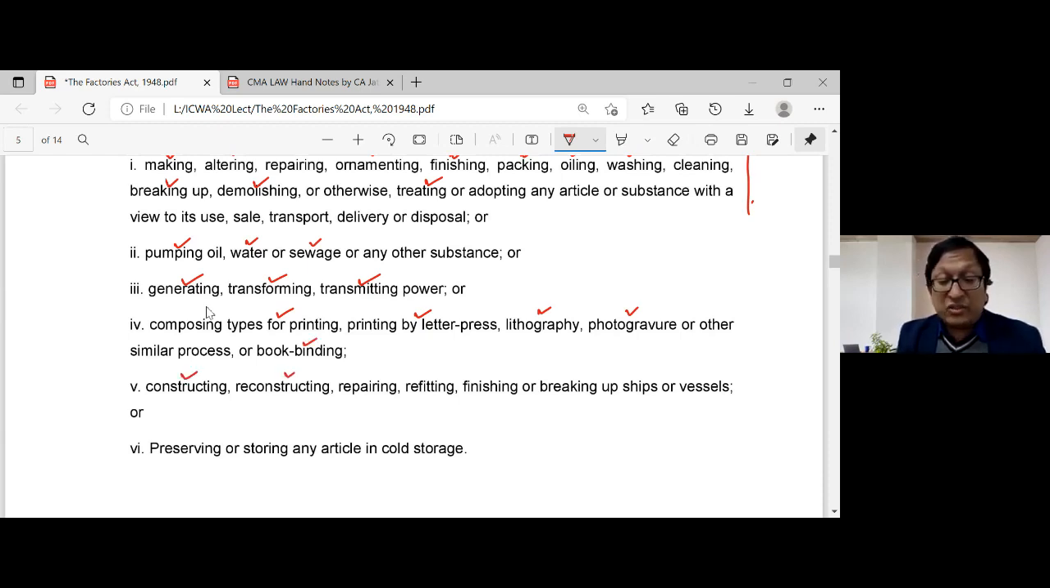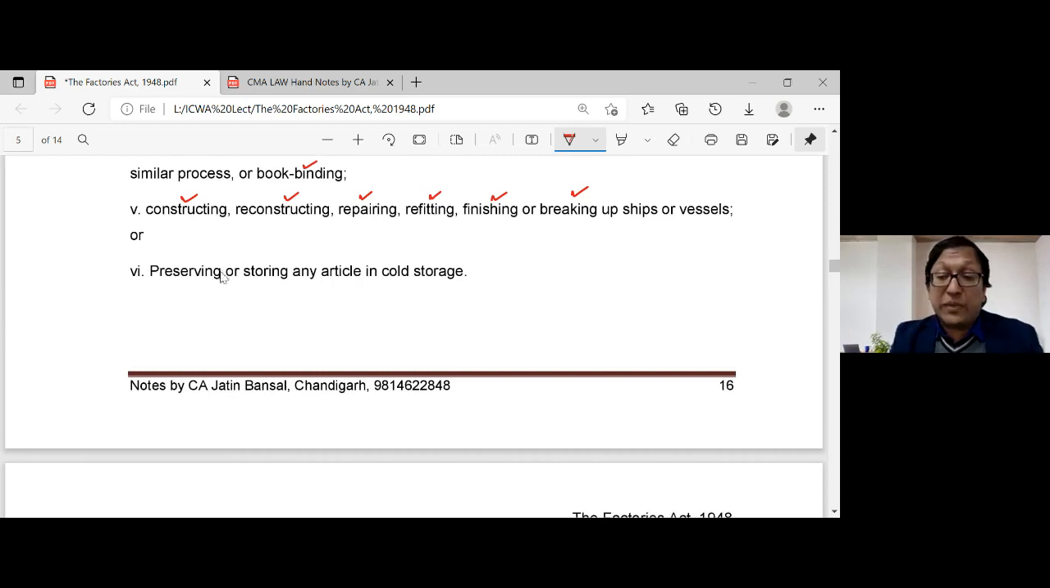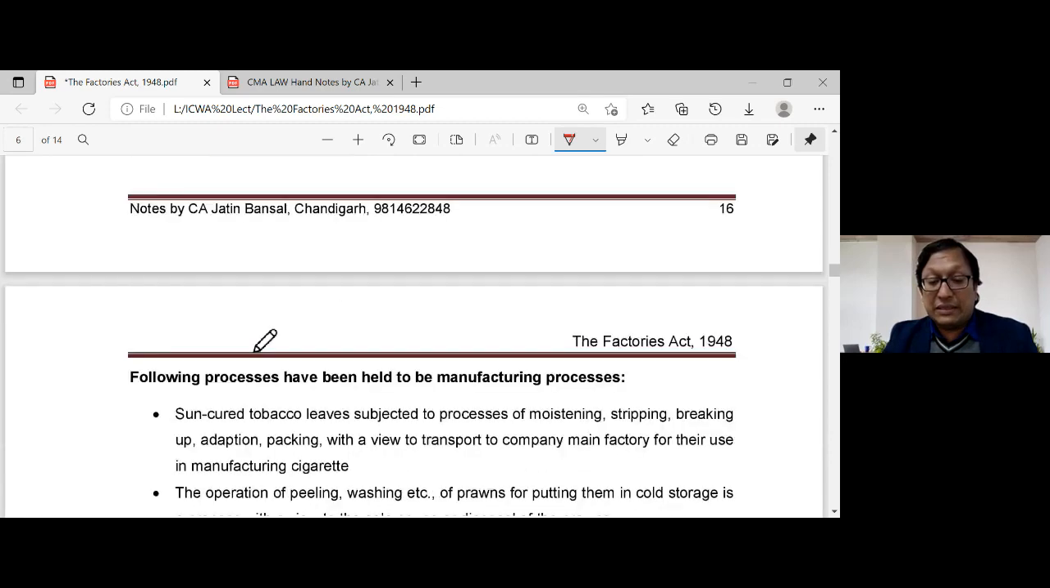Constructing, reconstructing, repairing, refitting, finishing, breaking up ships. If you are breaking up some vessels, ships, that is also considered a manufacturing process. Preserving or storing any article in cold storage, that we studied in the case of the Gymkhana Club, that is also considered a manufacturing process.